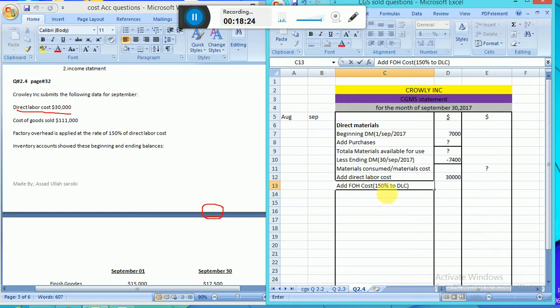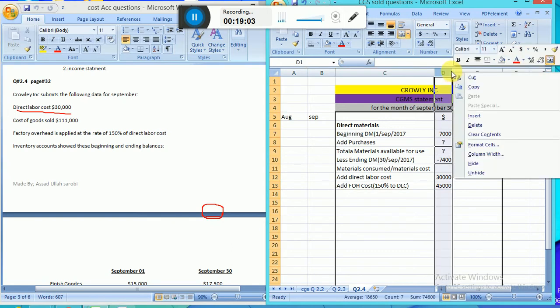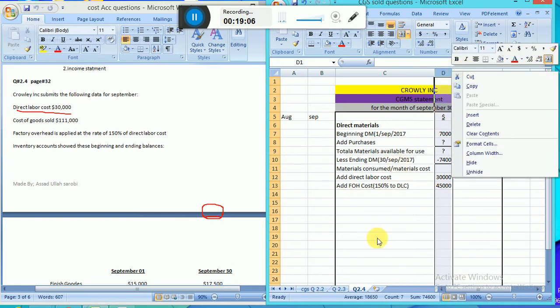I will write DLC for the direct labor cost. That is not given directly. So we will find out how much. Look, it is equal to 150% multiplied by direct labor cost, and direct labor cost is 30,000. So now we find out the FOH cost.